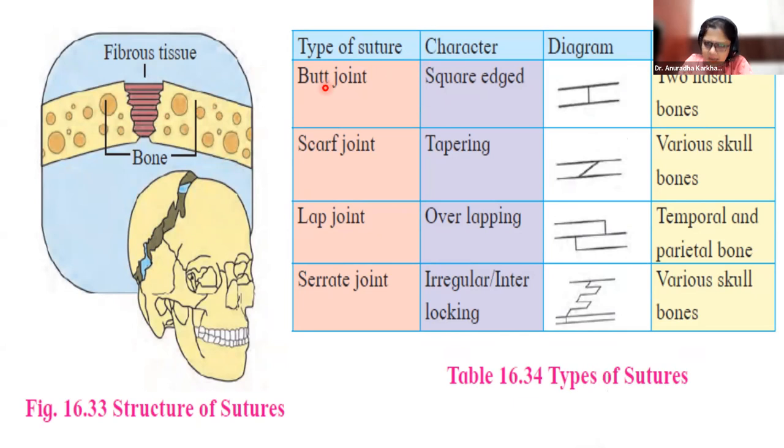So there are different types, like butt joint, which is square edged. Can you see? This type of joint is going to be called as butt joint. Where is it present? See, two nasal bones. दो नेजल बोन्स के बीच में ये बट जॉइंट होता है.